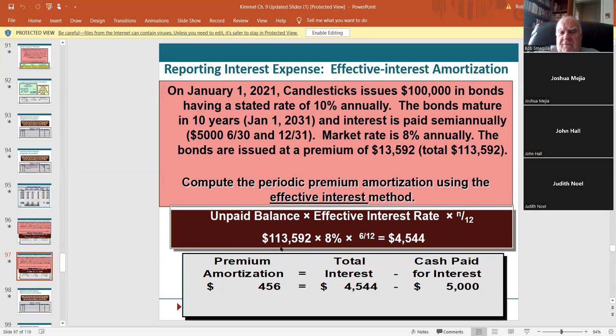Really, that's the only thing you need to understand to push yourself through this. The carrying value of the bond, which changes every year, times the effective interest rate gives you the total interest. You compare that to the interest in cash, and you come up with the amortization, up or down.